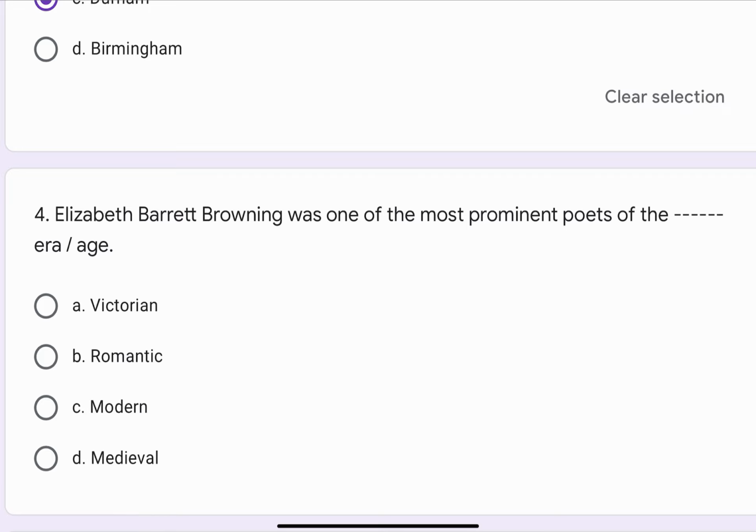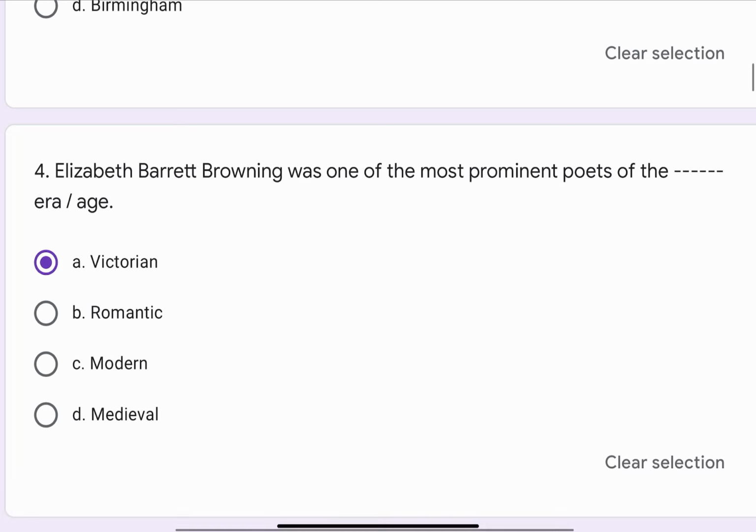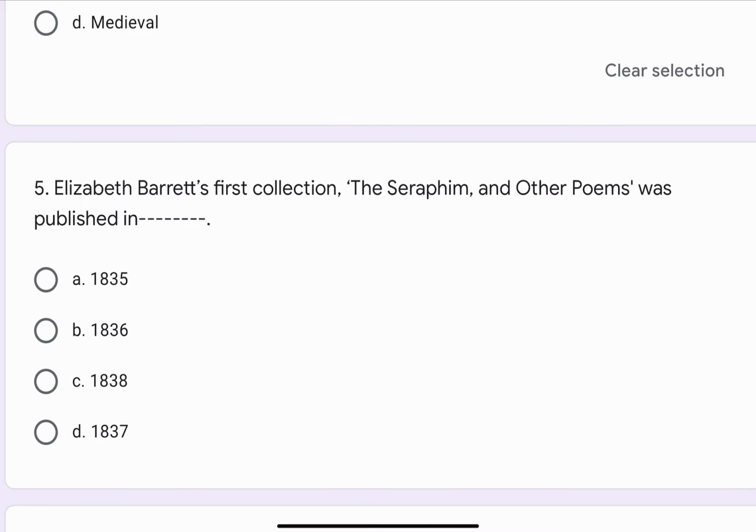Question number 4. Elizabeth Barrett Browning was one of the most prominent poets of the dash dash era or age. Options are A. Victorian, B. Romantic, C. Modern, or D. Medieval. Correct option is A. Victorian.